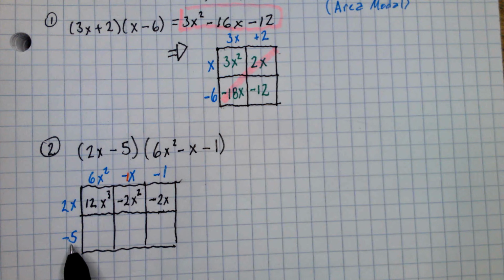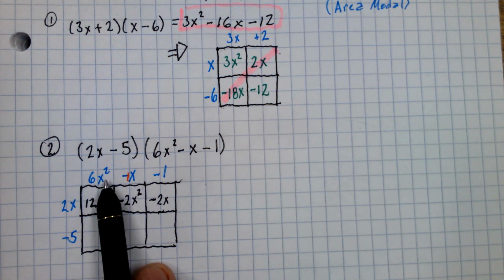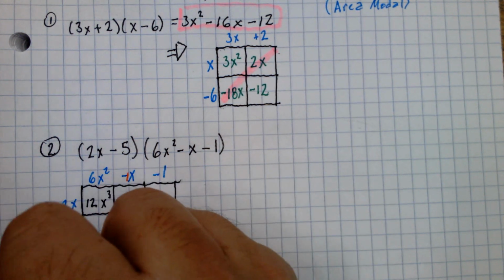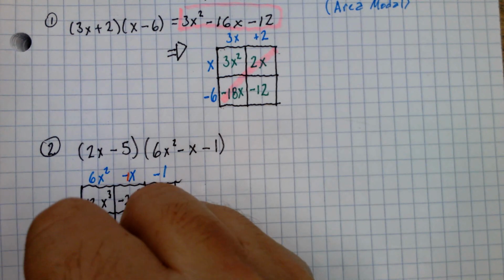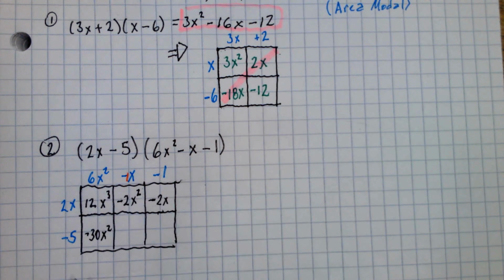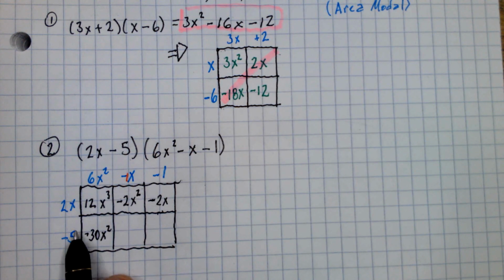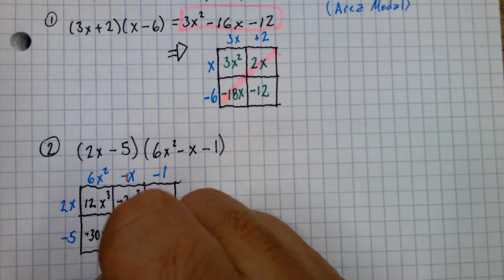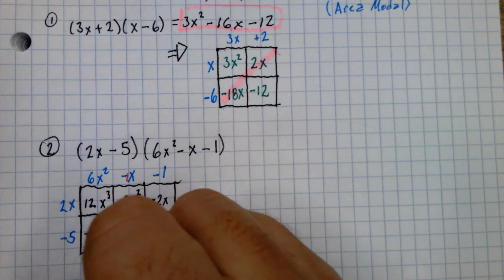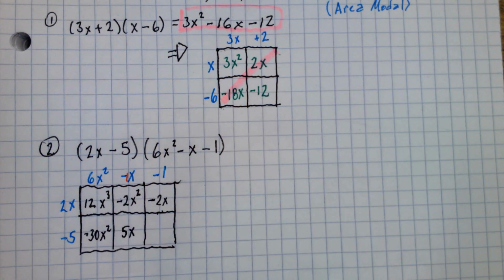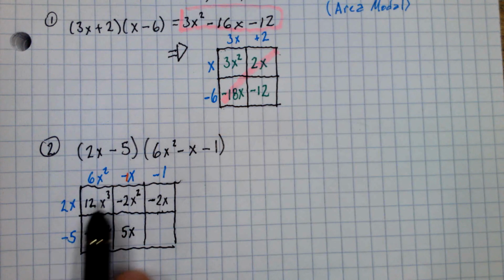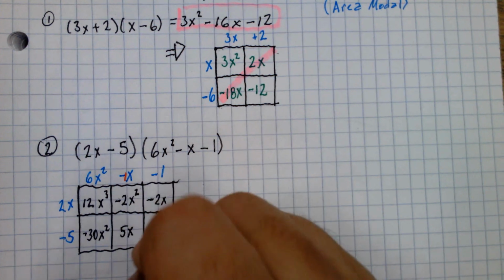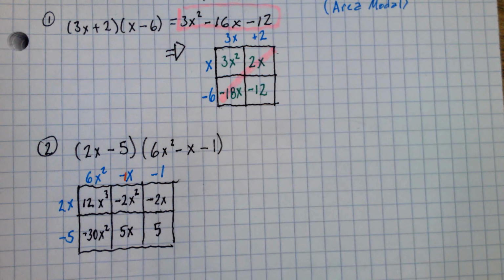Now we're going to multiply negative 5 times 6x squared. That's going to be negative 30x squared. Any questions on how I got that? Negative 5 times that is just negative 30x squared. We're going to multiply negative 5 times negative x. That's going to be positive 5x. Now we're going to multiply negative 5 times negative 1. Okay? So far, so good?